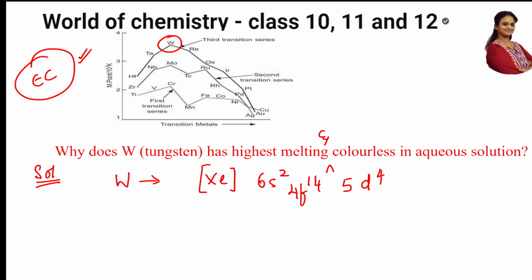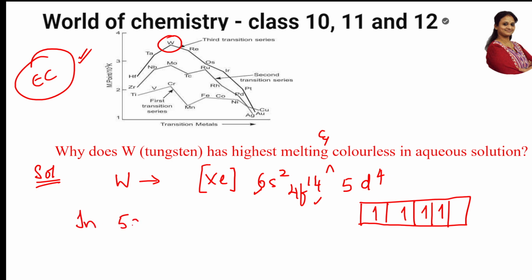Now you tell me, tungsten has a high melting point and it's colorless. First of all, what are you finding in the D block? How many electrons are there in the 5d series? In the D block, when I take 5d, 1, 2, 3, and 4, what are here? Unpaired electrons. Do you have 4d here or do you have 4f inside? 4f is completely filled. So in the 5d series, it has unpaired electrons.